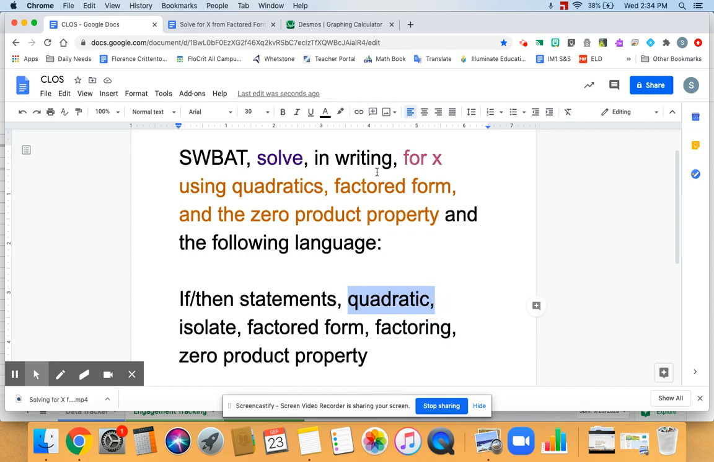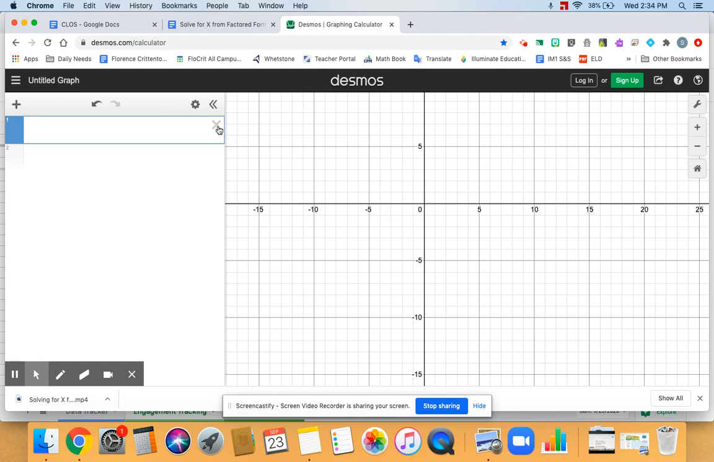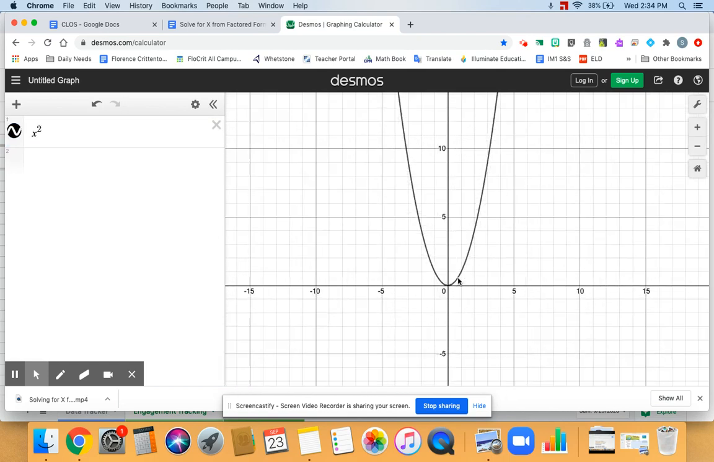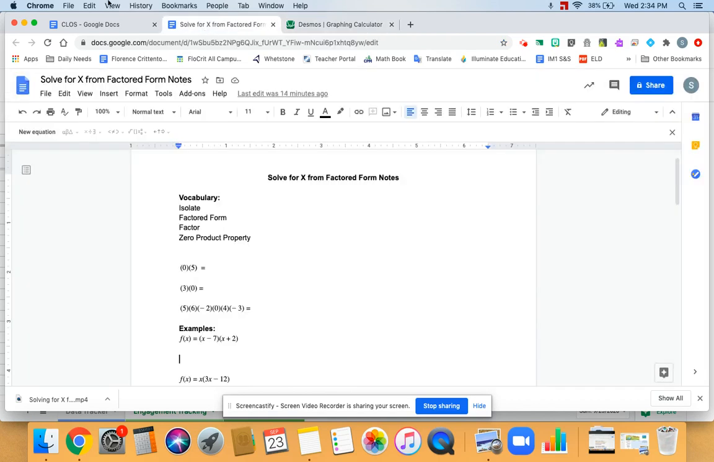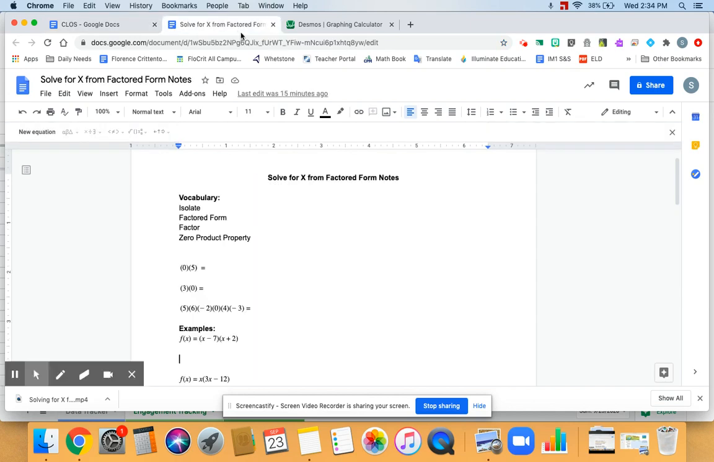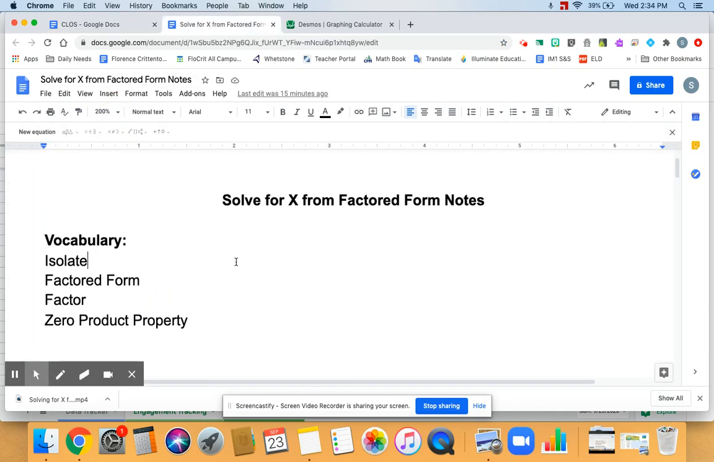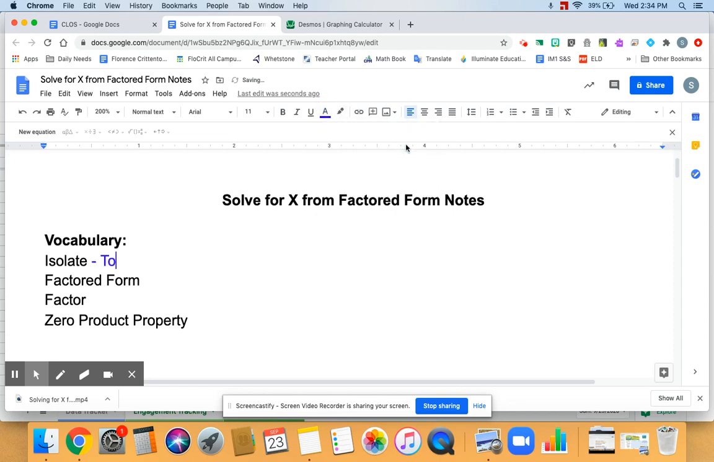So, the first vocabulary word is just a reminder that we are always doing this with quadratics, specifically the ones that have x squared as their biggest exponents. And when we solve for x, squareds always have two answers. So we're solving for x with quadratics, but this time we're doing it in factored form. So let's talk about it. The first vocabulary word on the list is isolate, which is just the big way to say solve for or to get alone.